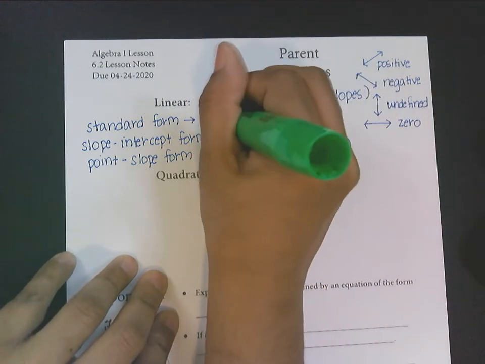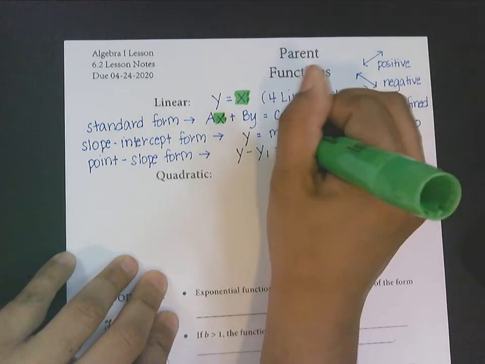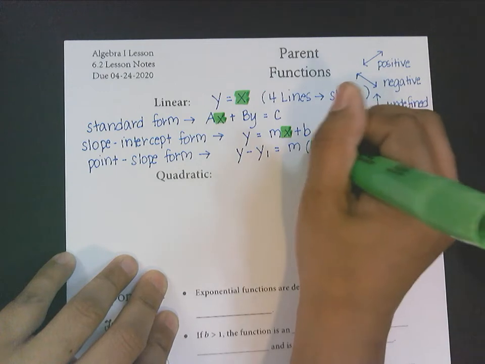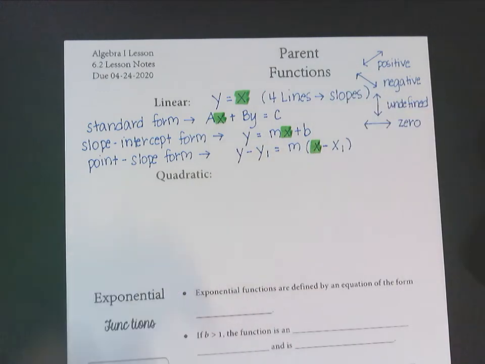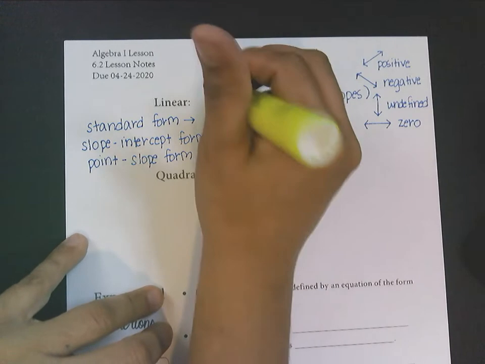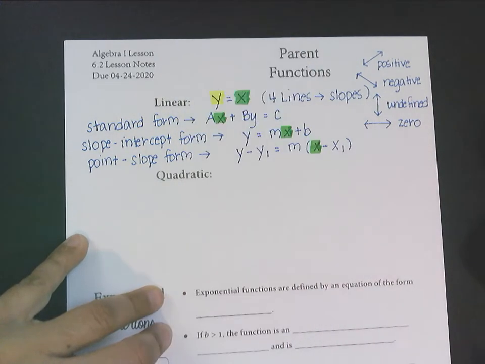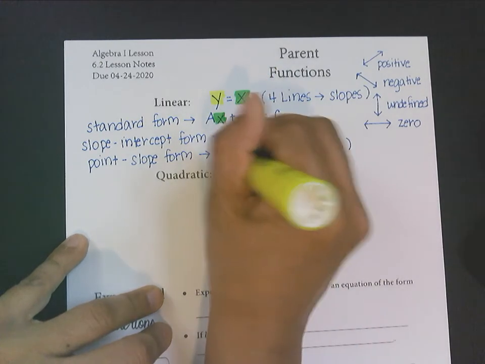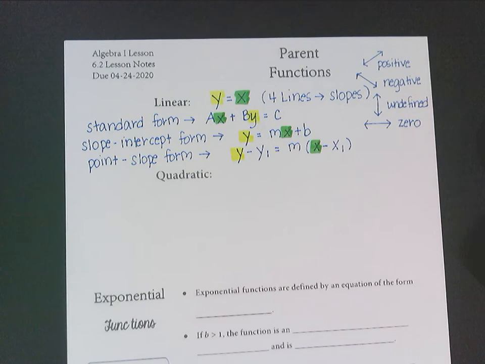So here's my x in standard form, here's my x in slope-intercept form, and here's my x in point-slope form. And in my parent function, it also has a y. So here's my y in standard form, here's my y in slope-intercept form, and here's my y in point-slope form. And what we had you do was manipulate them to go from standard form to point-slope form, from point-slope form to standard form, all of the ways. You needed to know how to go back and forth from each other.